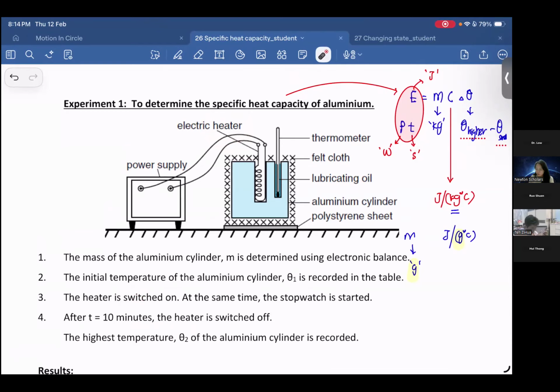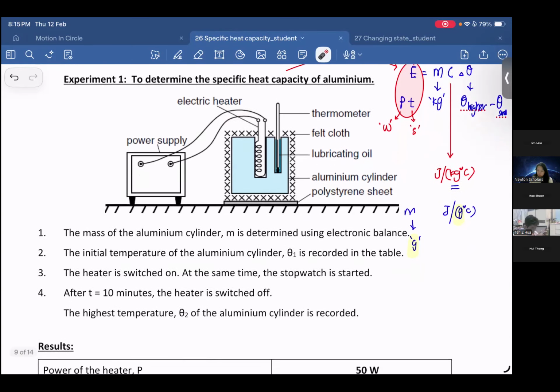So here, M we measure by balance. For the change in temperature, we record the initial temperature and the final temperature, then find the difference between them. This is how we find the C for the aluminium. We just put all the data in, then calculate the C.